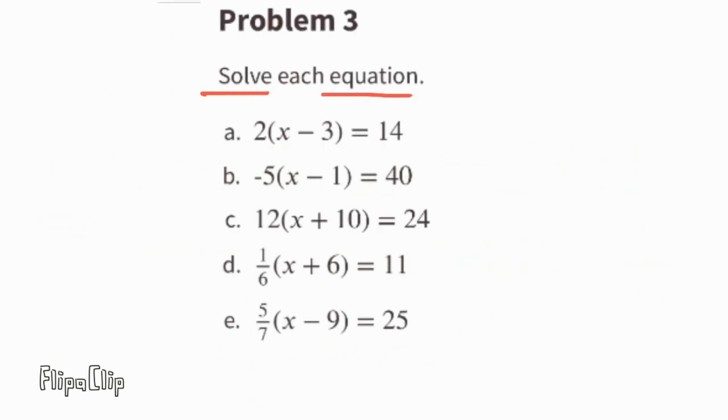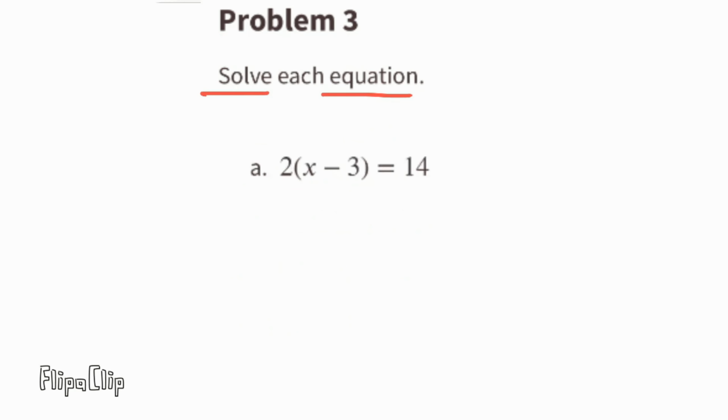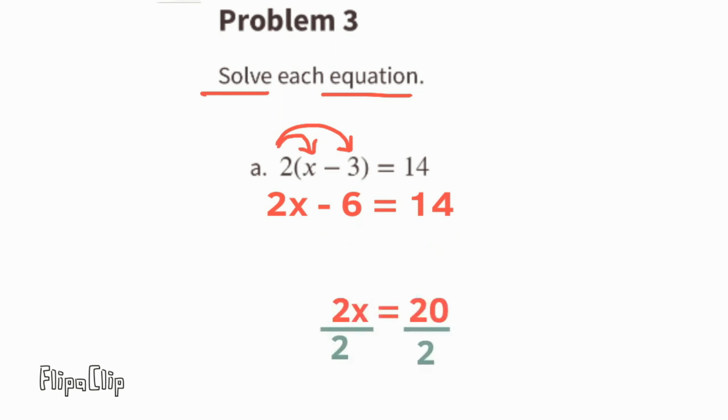Problem number 3. Solve each equation. A. 2 times x minus 3 equals 14. 2 times x is 2x, and 2 times minus 3 is minus 6. 2x minus 6 equals 14. Add 6 to both sides. Now divide both sides by 2. X equals 10.